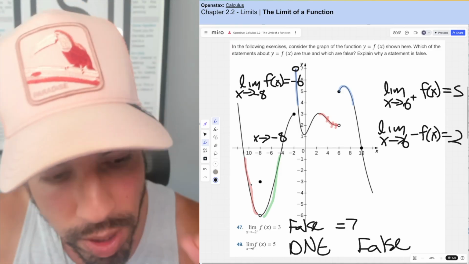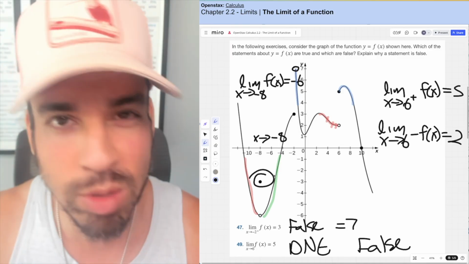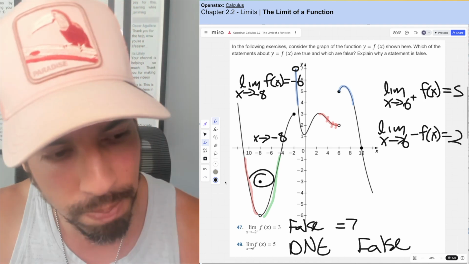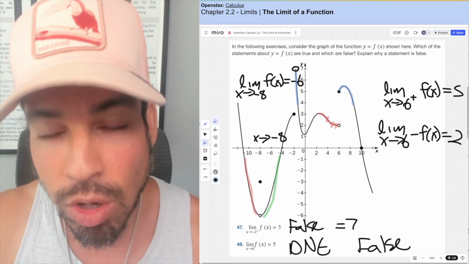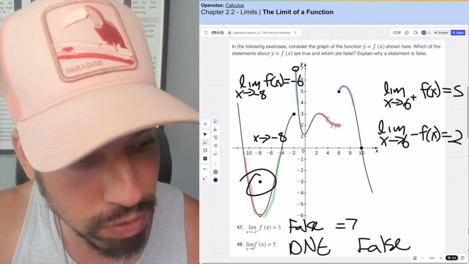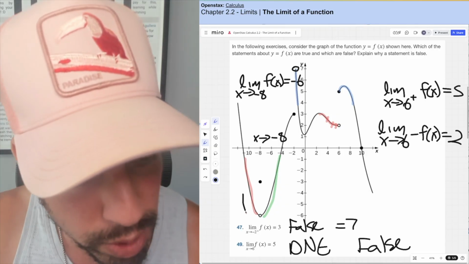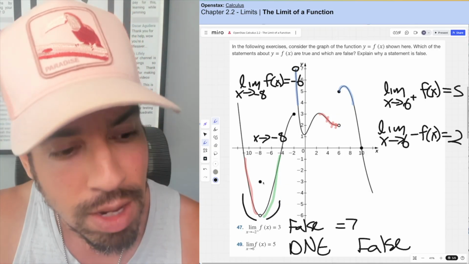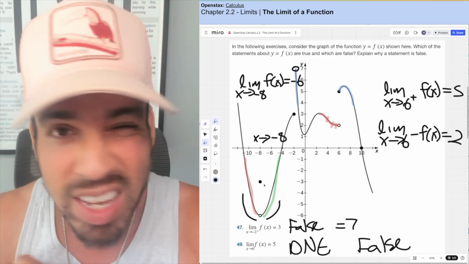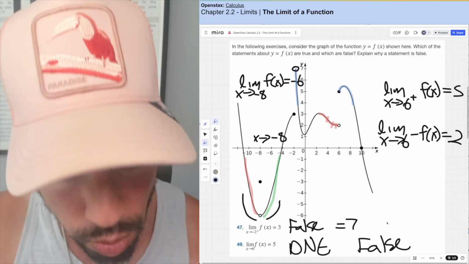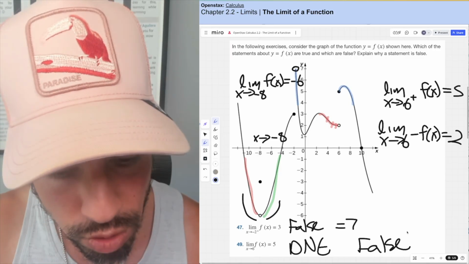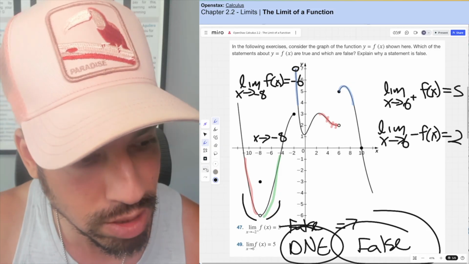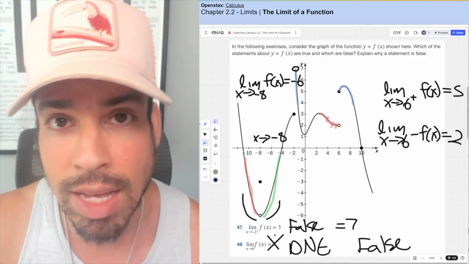Now you might be saying, wait a minute, the actual function value is not at -6, so this has to be wrong. Incorrect. We don't actually care about where the function value is. All I care about is, are we approaching the same value from the left and the right? The fact that the limit is different than the function value has no bearing on the existence of the limit. So anyways, back to 49, the answer is false because the limit actually does not exist. It is not 5. That's how you do it.